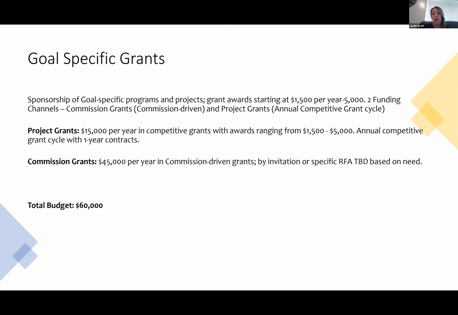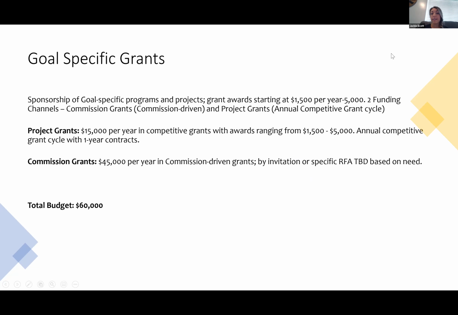Next, we have our goal-specific grants, and this is a more competitive grant. The award amount is higher. It's $1,500 to $5,000 that a grantee could apply for. And we have sort of two subcategories. We have project grants, and those are our competitive grants, and we have $15,000 a year that we award in their one-year contracts.